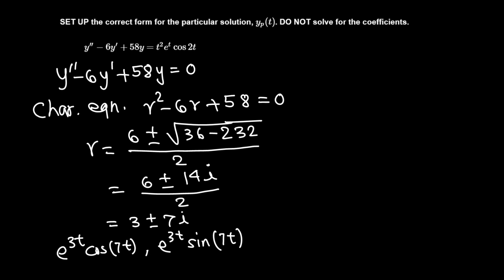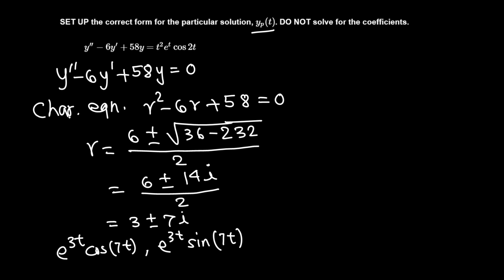Set up the correct form for the particular solution yp and do not solve for the coefficients. So first we need to consider the corresponding homogeneous equation, meaning make the right hand side 0. So y double prime minus 6y prime plus 58y equals 0. Now we want to solve this homogeneous equation.